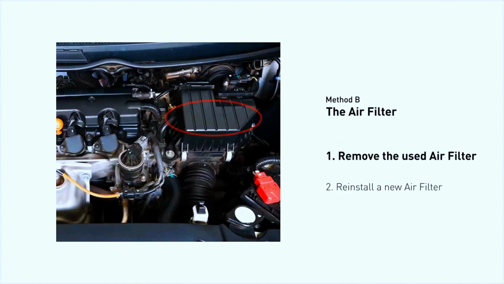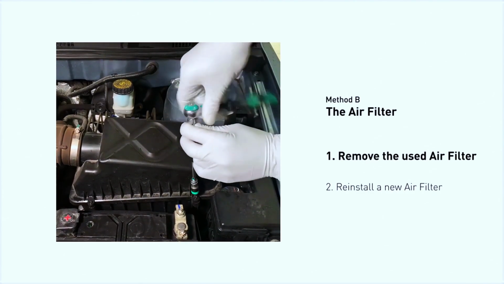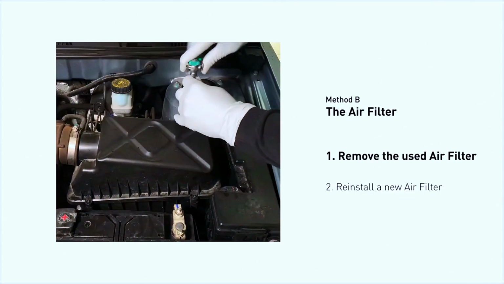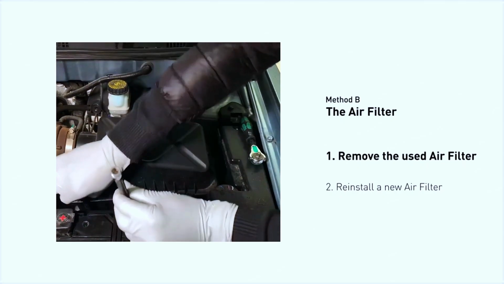Locate the air filter housing. It usually looks like a black plastic box. Disengage the cover to expose the air filter. Be careful not to dislodge any hoses or stretch any wiring when you do this.